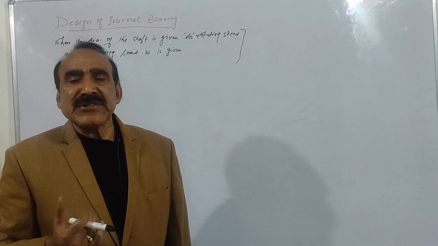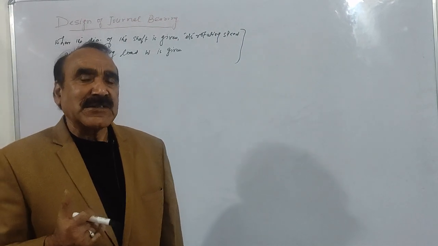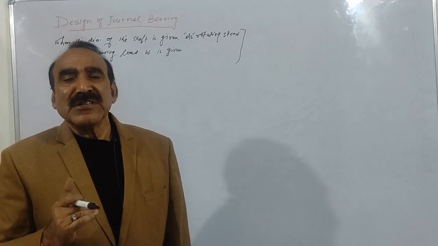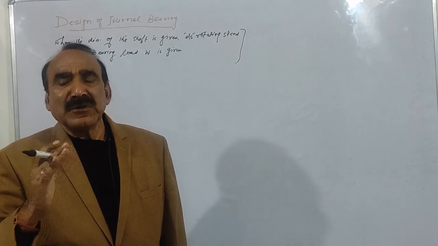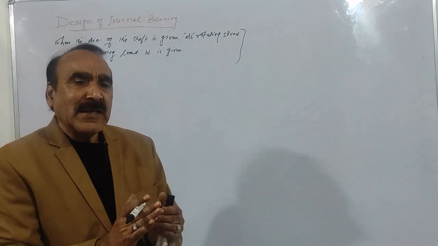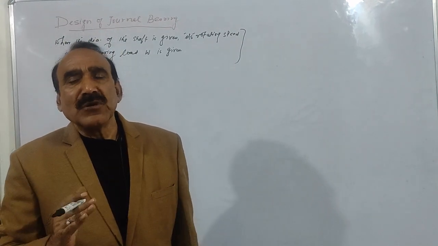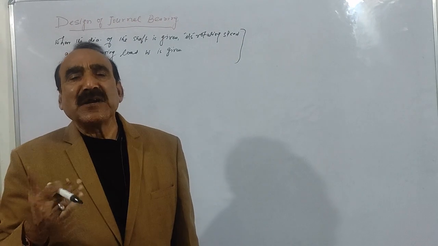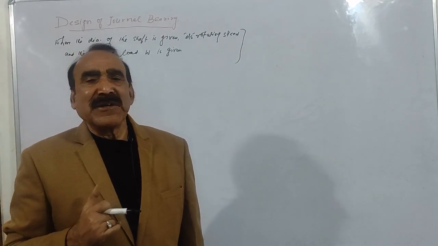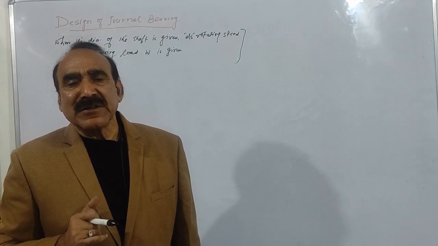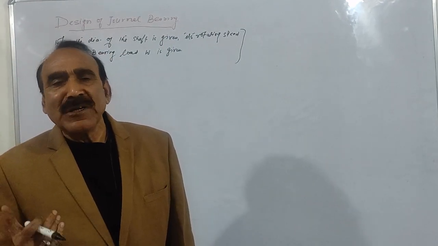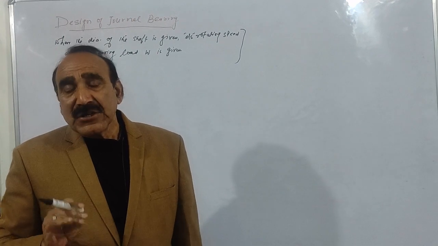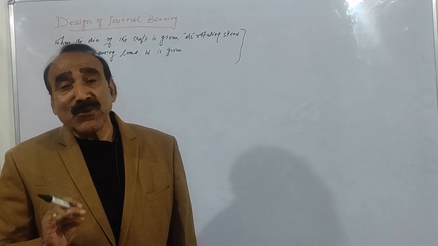So if you want to design the journal bearing for a centrifugal pump, from the table you can see that the L by D ratio range is between 1 to 2. So you can take the L by D ratio as 1.5 or 1.6, and if the diameter is given to you, then by using this relation, L by D equals whatever ratio you take, 1.6 or 1.5, you can calculate the length of the bearing, right?